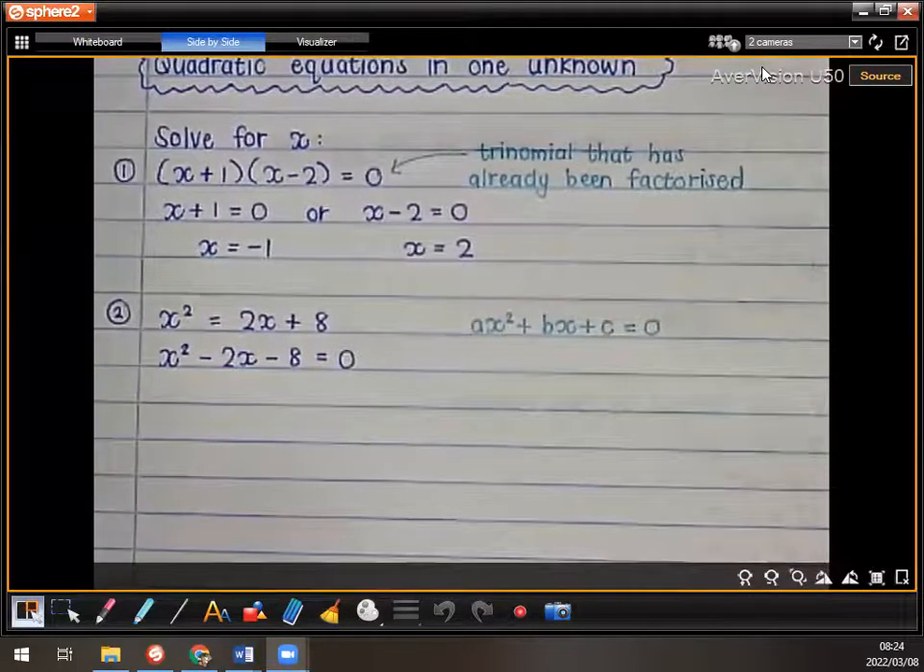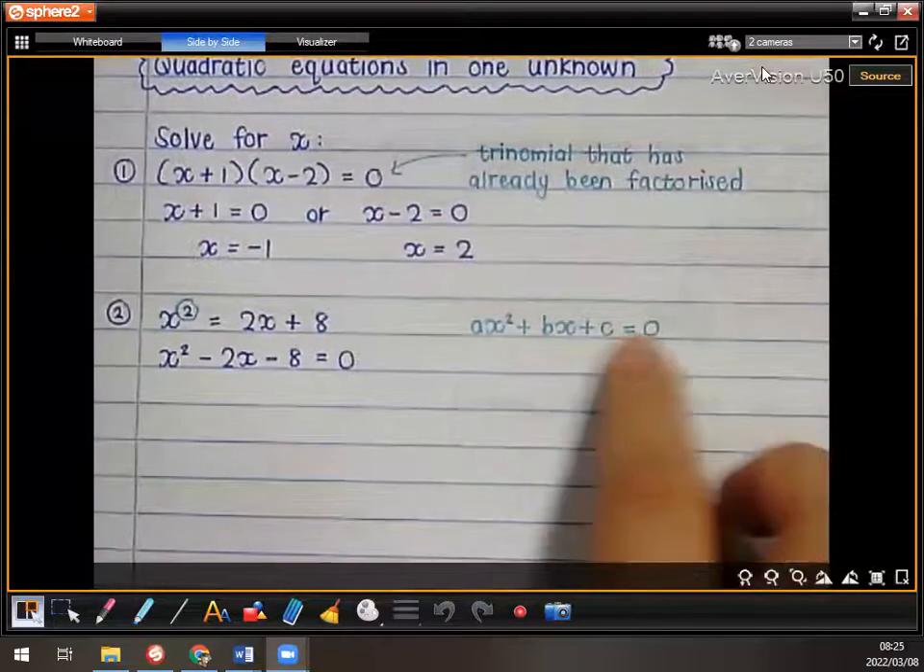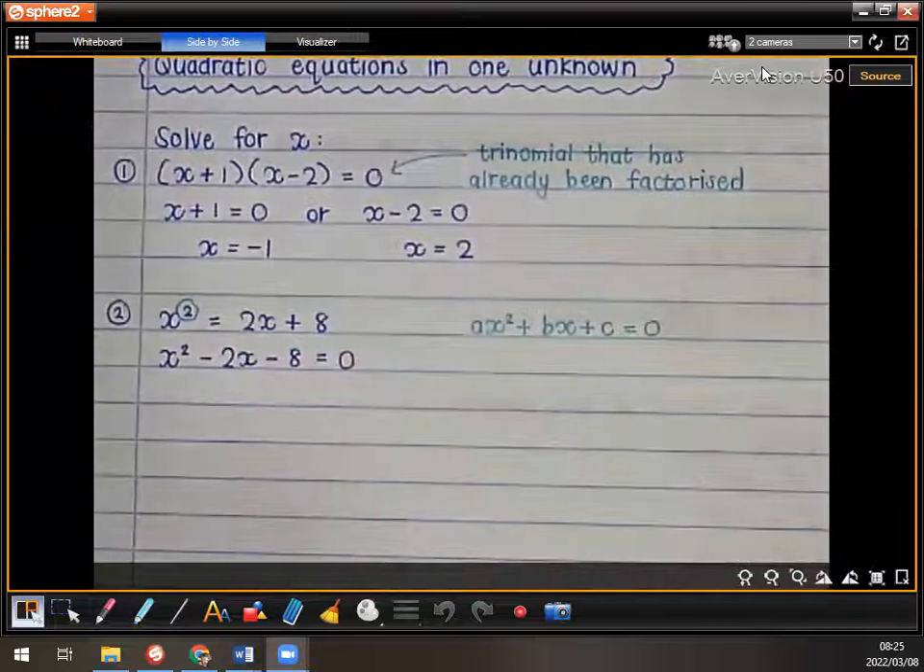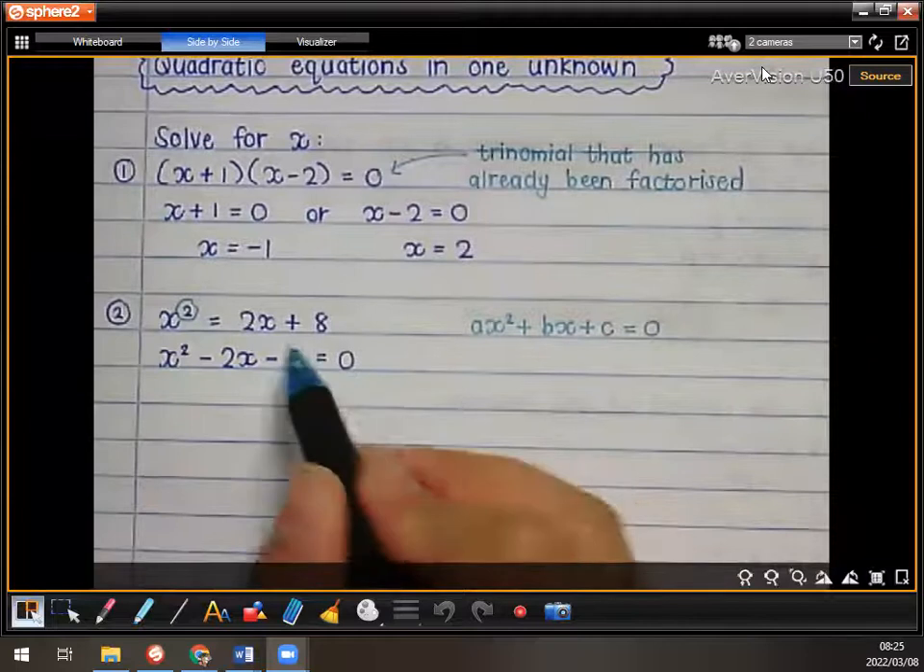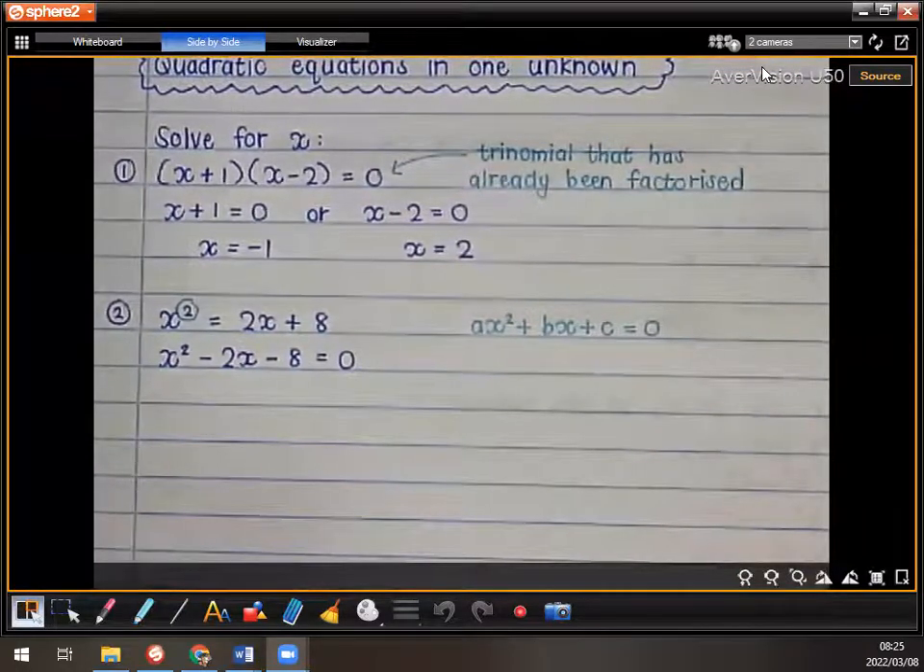You always have to do this before you can factorize. As soon as you see that it's a quadratic equation, so as soon as you see that you have an x squared, then you have to get everything on the one side, which is 0. What I'm saying is, if we take out the common factors here, you still won't be able to solve it. It's not going to help you.